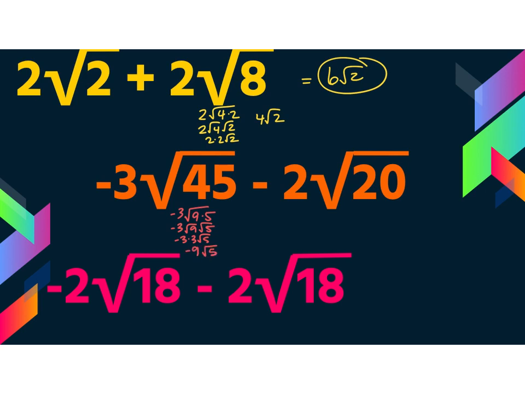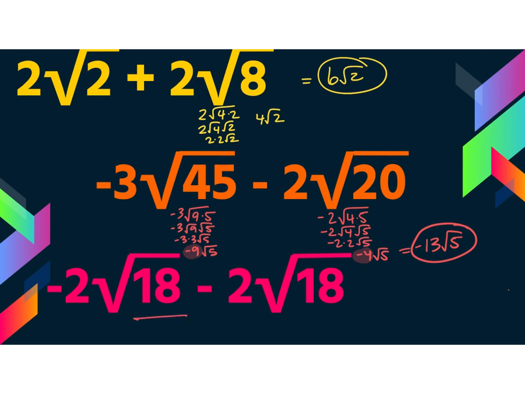Now let's try to simplify our 20. So we're going to have the square root of 4 times 5. We've got to make sure we bring down that -2 so we don't forget it later. We're going to break it down into square root of 4, square root of 5. Square root of 4 is 2, so -2 times 2 square roots of 5. -2 times 2 is -4 square roots of 5. So here now we have -9 minus 4. We get -13 square roots of 5.